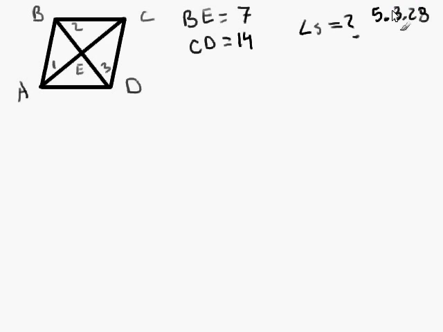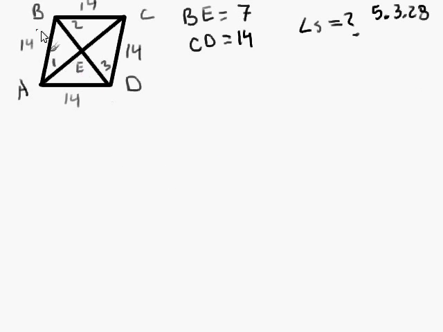Next, we're going to take a look at 5.3, number 28. This is an interesting problem. We're given a rhombus. We're told to find some angles, but all we're given are side lengths. We're told that BE measures 7, CD is 14. This is a rhombus. All its sides are congruent. That's the definition of a rhombus. So, if this is 14, then this is 14, this is 14, this is 14.